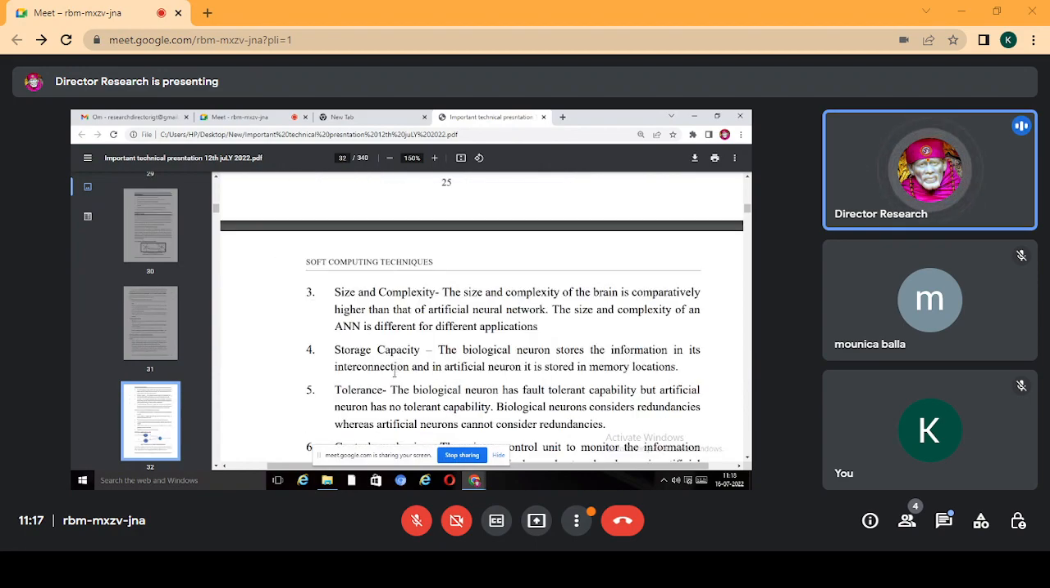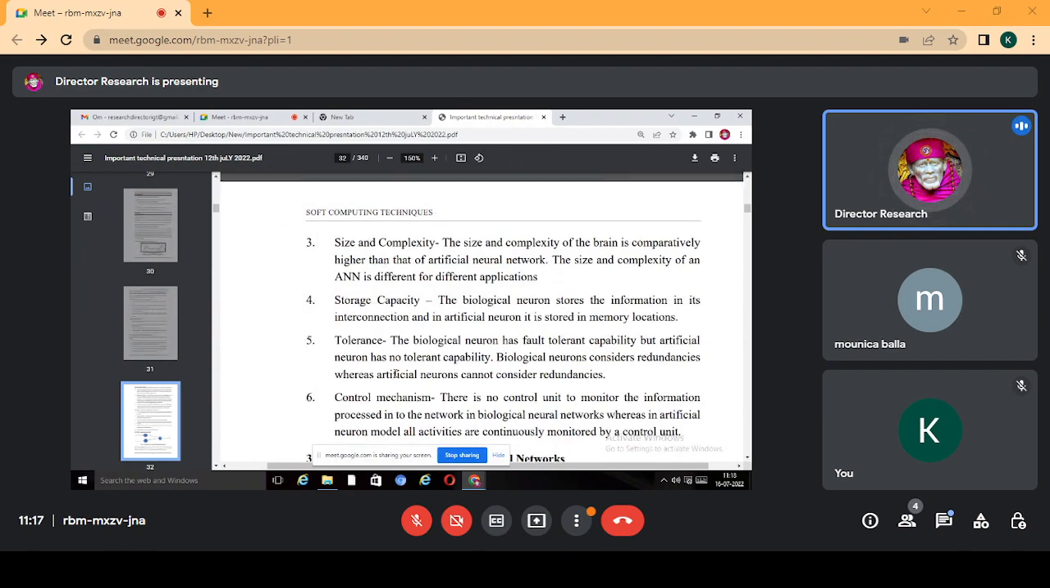Size and complexity. The size and complexity of the brain is comparatively higher than that of the artificial neural network. The size and complexity of the artificial neural network is different for different applications. Storage and capacity. The biological neuron stores the information in its interconnections, and in artificial neurons it is stored in memory locations. Tolerance. The biological neurons have fault tolerance capability, but artificial neurons have no fault tolerance capability.